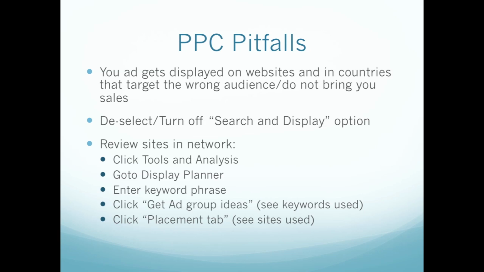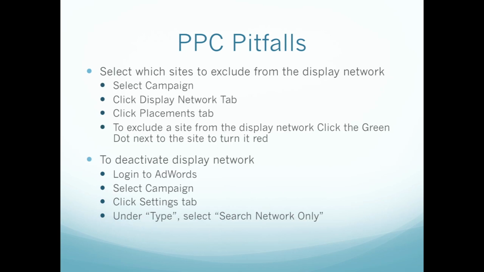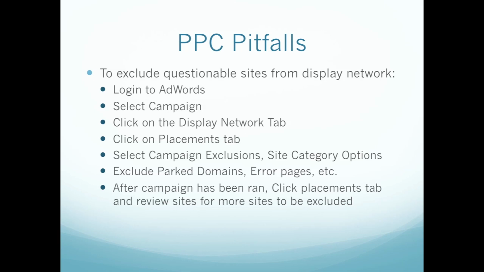You want to go back and review the sites in your network. If you are going to use the search and display option, go to Tools and Analysis, Display Planner, enter the keyword phrase, and you get a bunch of group ideas, and you can click on the Placement tab. You can select which sites to exclude from the display network and then deactivate them by following those steps. And this is how you exclude sites from the display network if you're using that option.